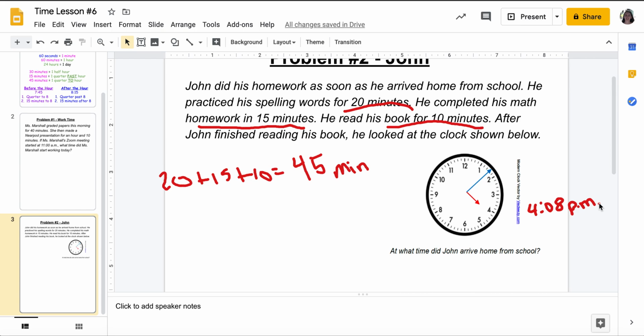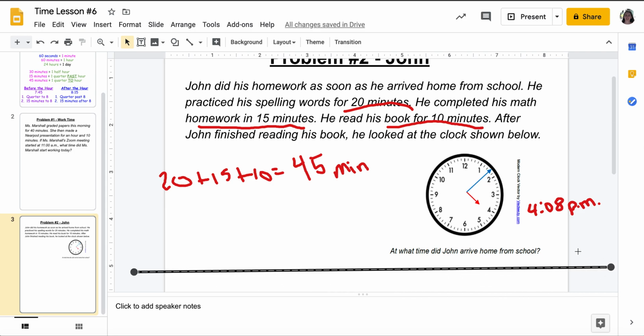All right. So we know it's 4:08, and he took 45 minutes. But my question's asking me, what time did he get home from school? If he started working right when he got home, what time did he get home? All right, well, let's make that number line and make it look real pretty. Let's do it. So we know my end time was what? What time did he end his homework? 4:08 p.m. So I got my end time. He ended at 4:08. I got to figure out what time he started.